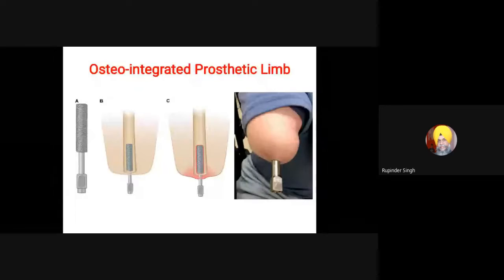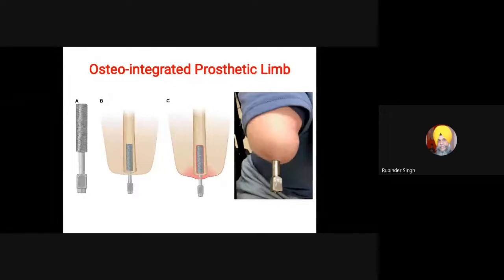The other is a stem, an implant that can be fixed into the bone. This implant is fixed into the bone, and it is of such material which joins with the bone itself. This is osseointegrated. Integrated is included. It becomes a part of the body.